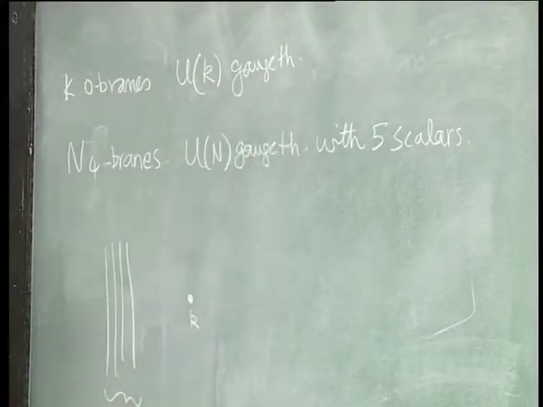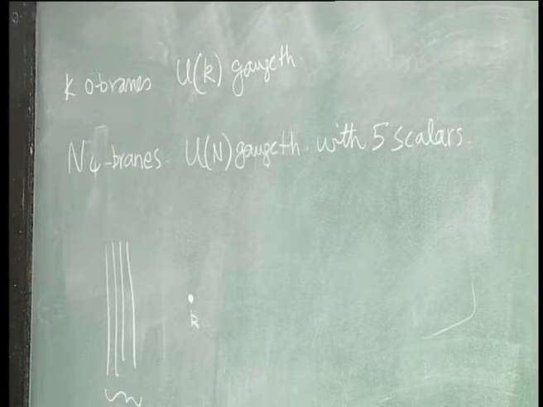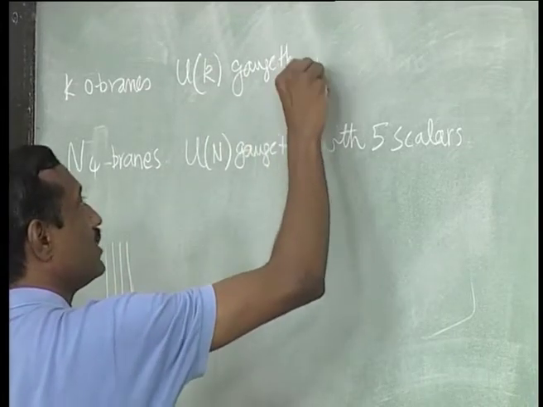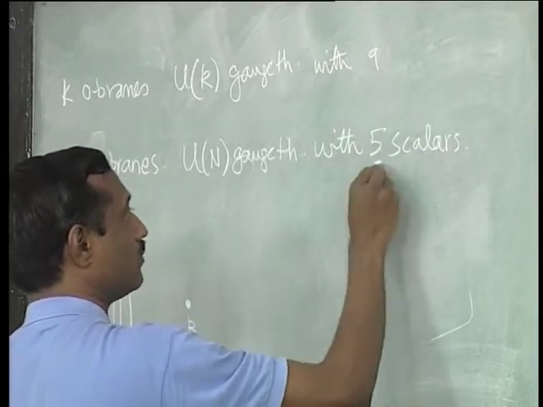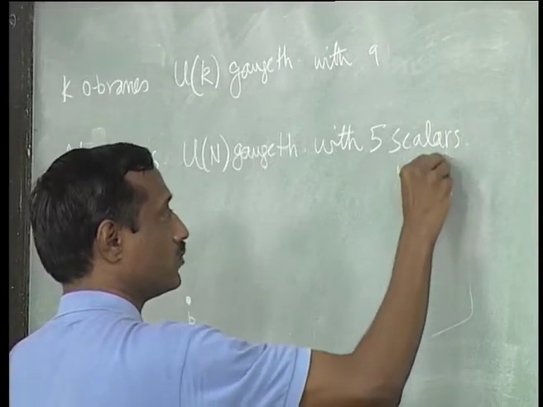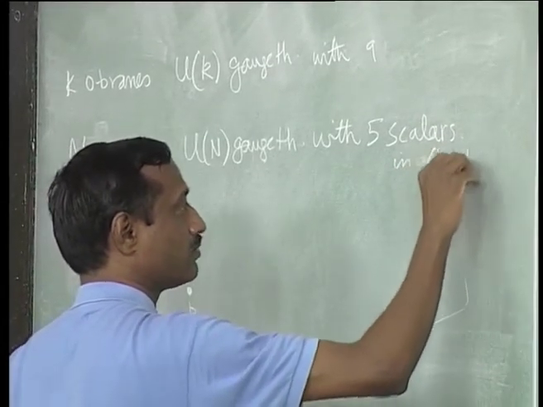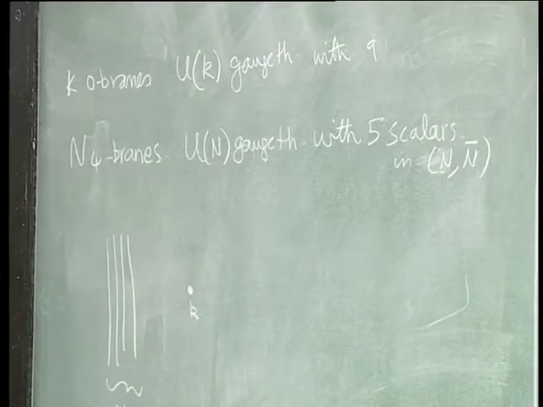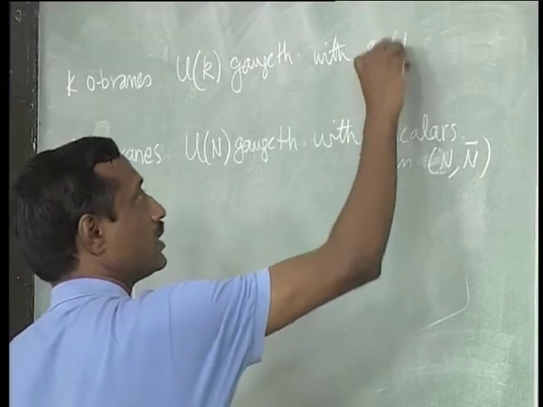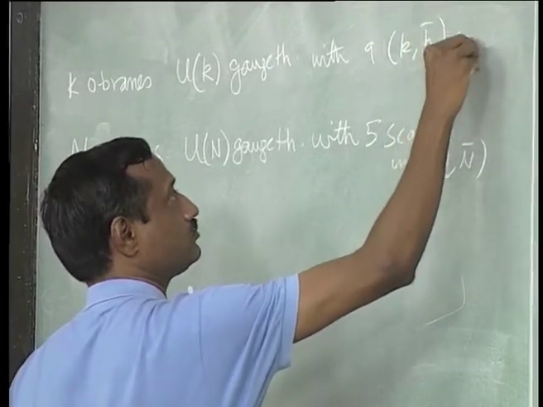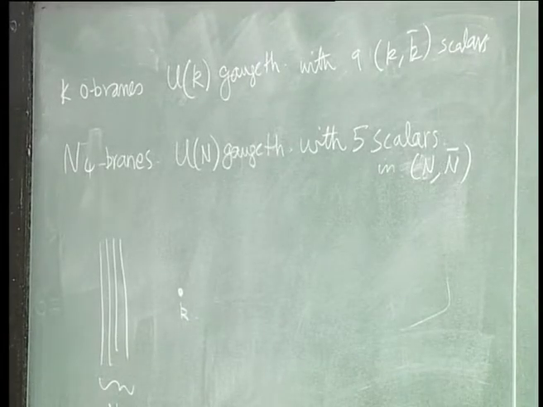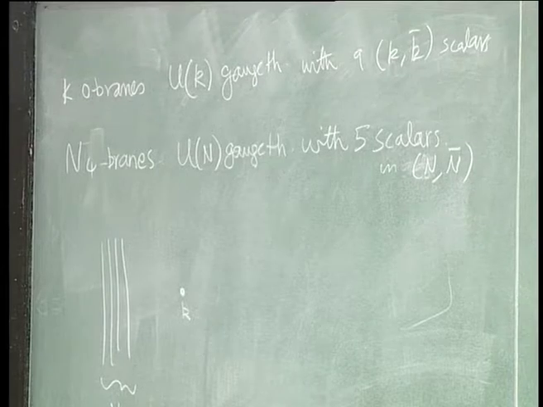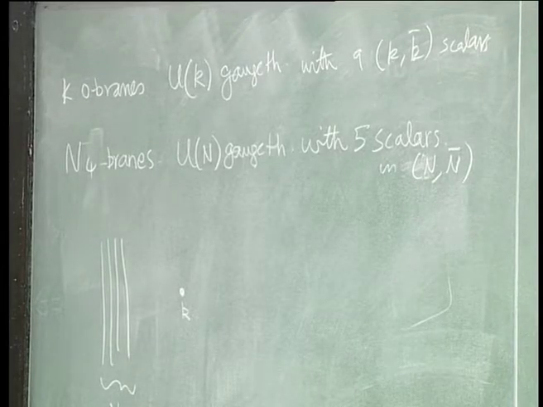There will be one gauge field A0 that will behave like a Lagrange multiplier. UK gauge theory with 9 scalars in the adjoint of UK. Adjoint of UN I can write as n times n bar. That is what I am really doing by writing it as a matrix. So these are the fundamental way of thinking about this, but clearly there are strings which do this.